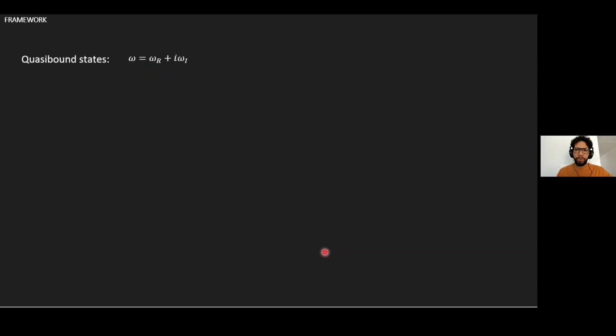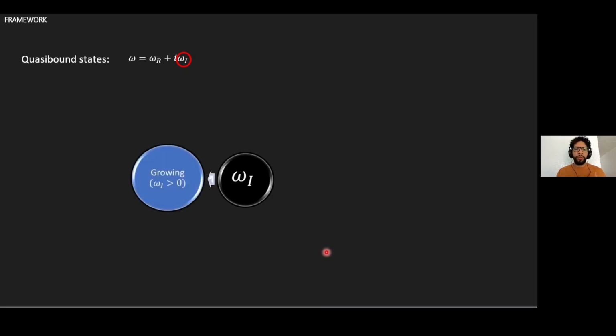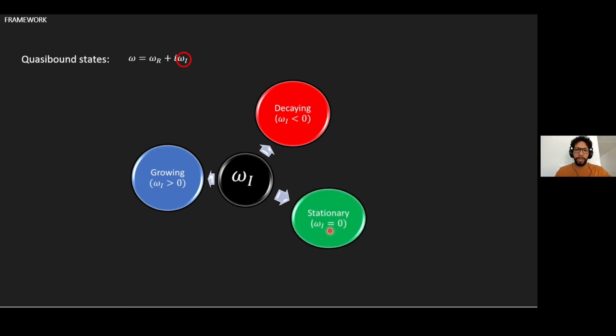Now let's move our attention to the imaginary part of the spectrum. The imaginary part determines whether the mode is growing with time, that is when the imaginary part is positive, or decaying with time, which occurs when the imaginary part is negative. When the imaginary part is null, we have stationary modes. That is, we have true bound states.